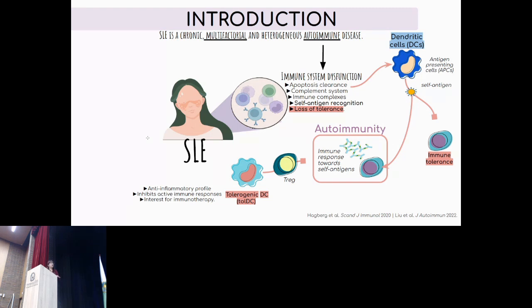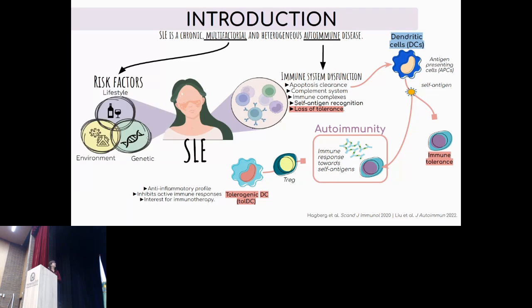For this work, we are particularly interested in a subtype called tolerogenic dendritic cells. These tolerogenic dendritic cells, or tolDCs, have a phenotype that is characterized by an anti-inflammatory profile. They can potentially inhibit active immune responses, which is important for an autoimmune disease such as lupus, and it has made them an important target of interest for the development of immunotherapies.